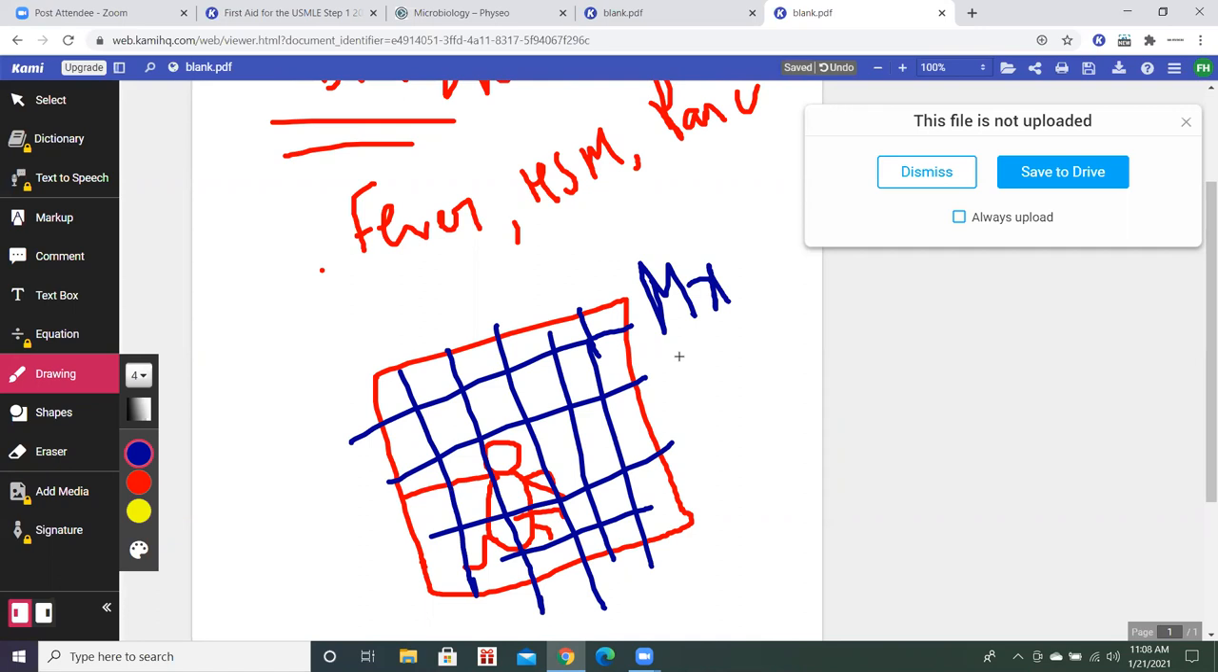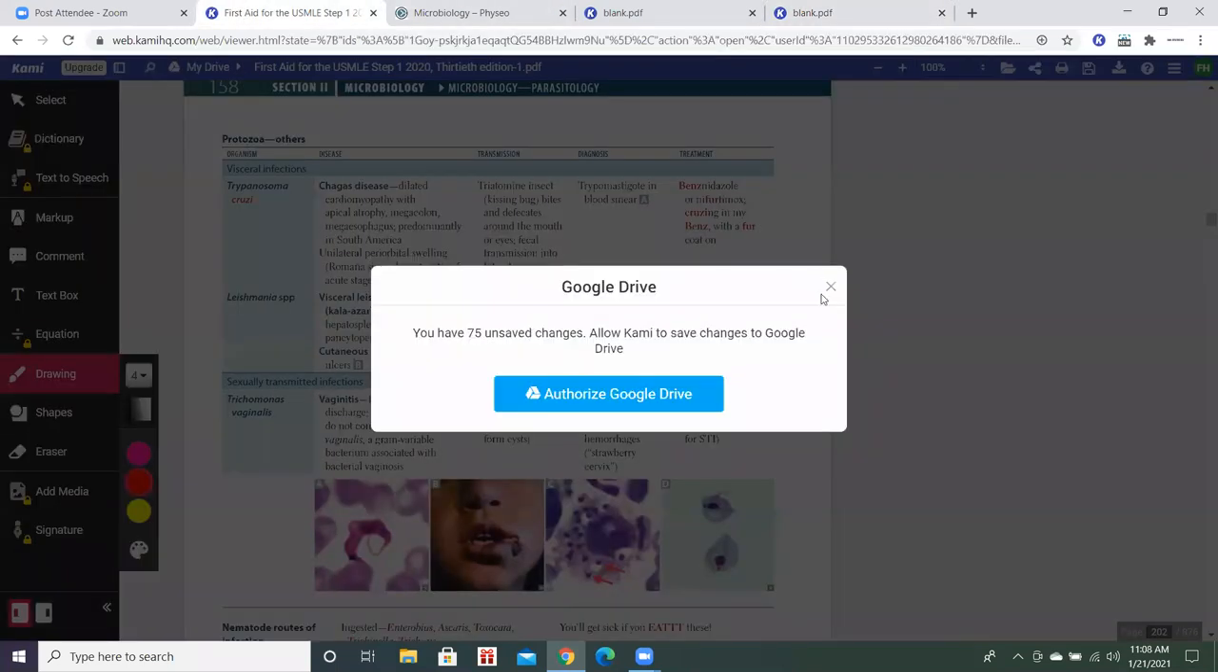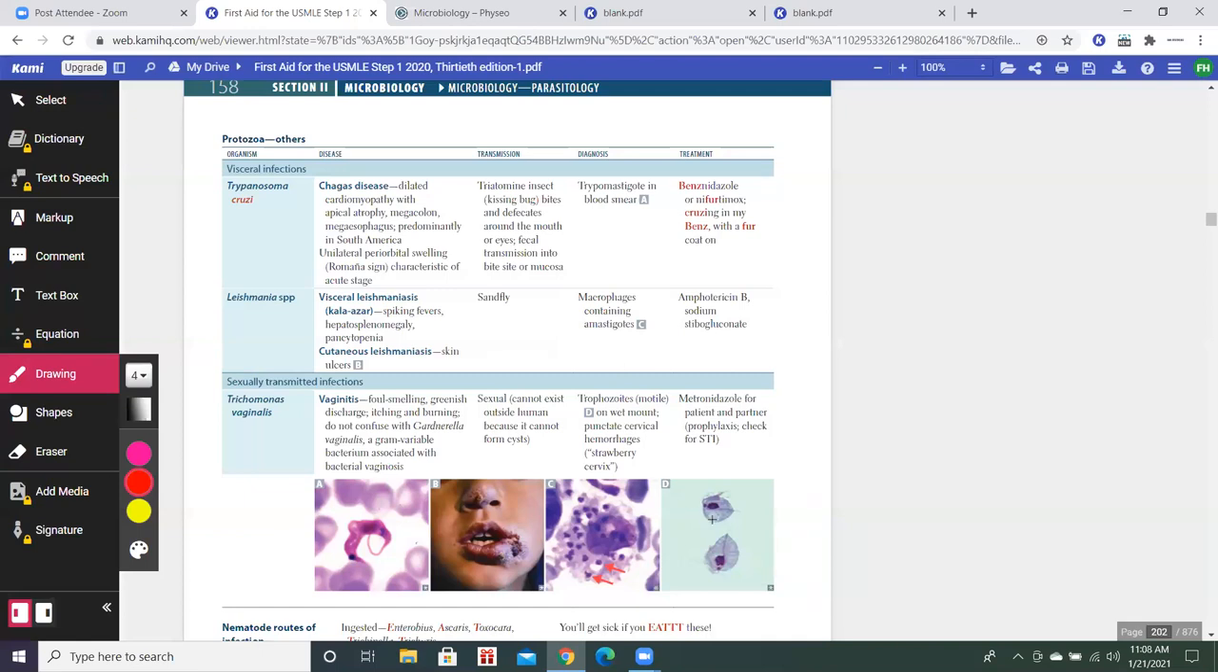leishmania has a tendency of surviving inside the macrophage as the amastigote form, as you can see. This is the macrophage over here, and in the macrophage you will see that there are multiple presentations over here.